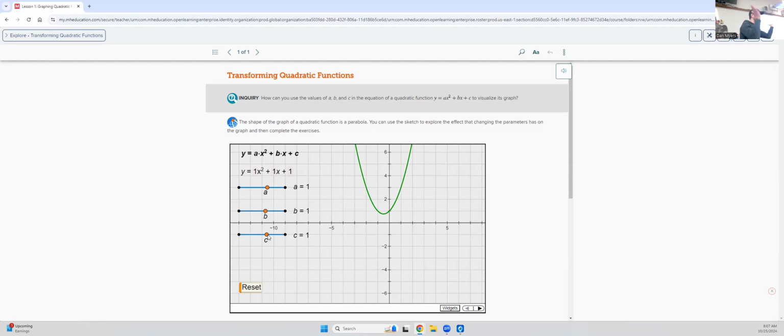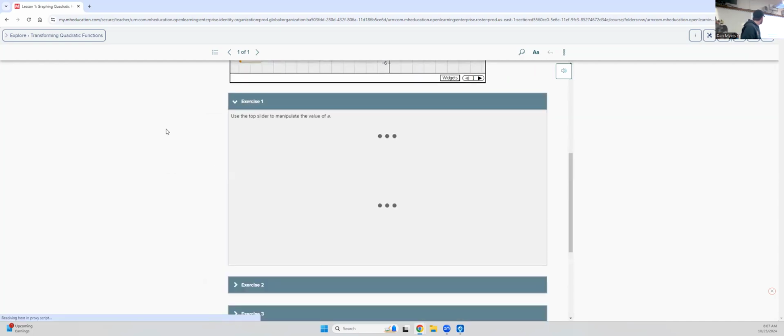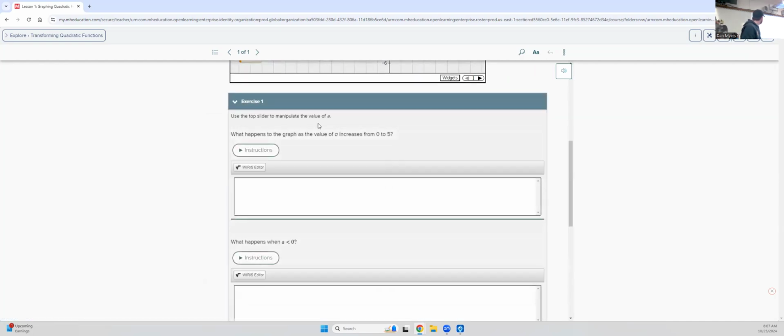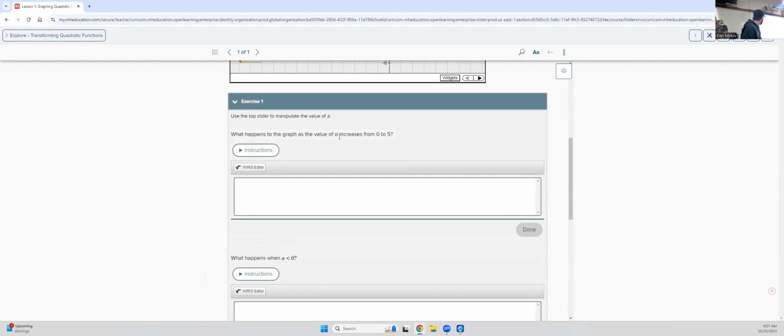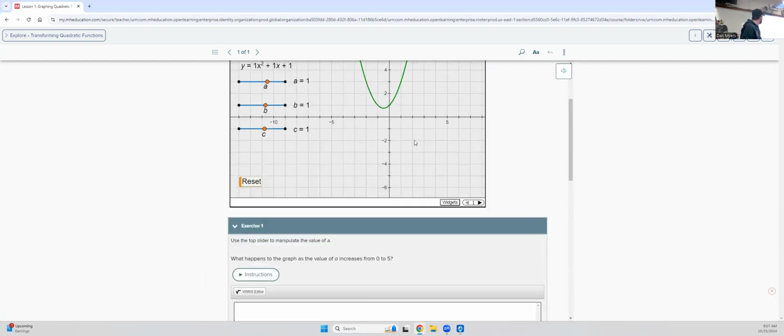So we have the width up versus down. We had left and right. Hey, let's see if it moves it up or down. Ha, look at that. See, it moves it up or down. So if we head on down here, a few questions. Question number 1, use the slider for A to manipulate it. What happens to the graph as the value increases from 0 to 5?